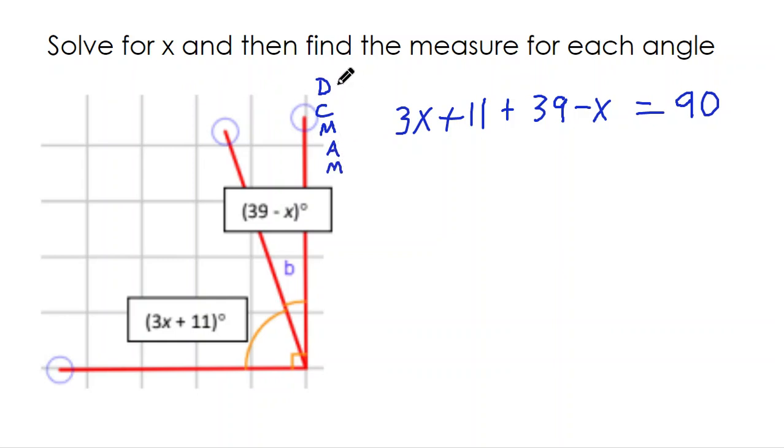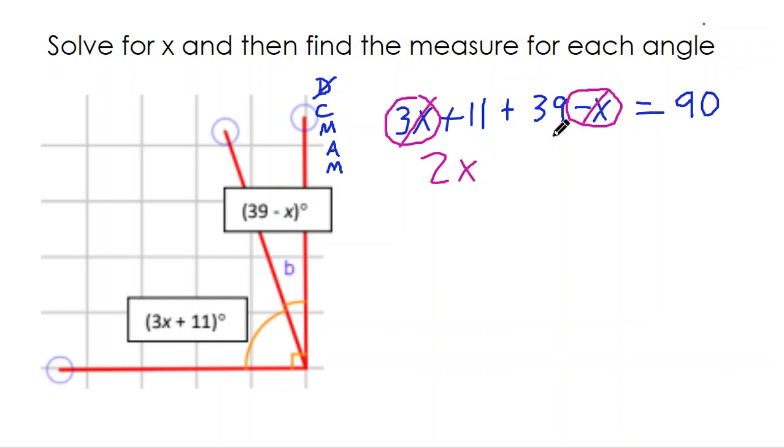Okay, so my first step, D, for don't call me after midnight is distribute. There's no distribute needed here, so we're done with that. My next one is C, which is combine like terms. So I can combine my like terms. Let's see, what like terms do I have? Well, I have a 3x and I have a minus x. I can combine those two, right? 3x minus 1x will give me 2x.